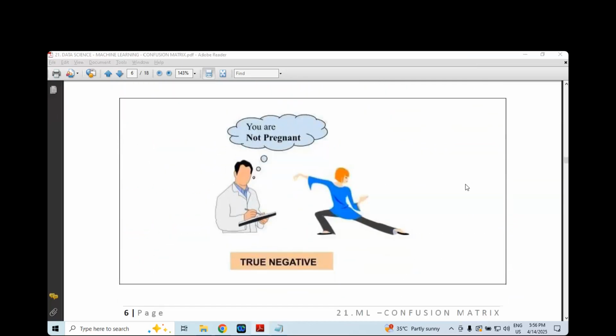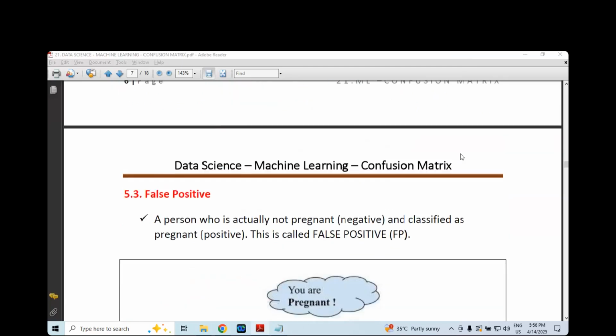Next one, true negative. What do you mean by true negative, sir? No and no. True negative. The doctor is doing the right prediction. What are the next two predictions?